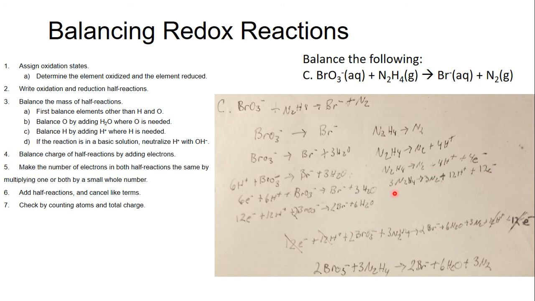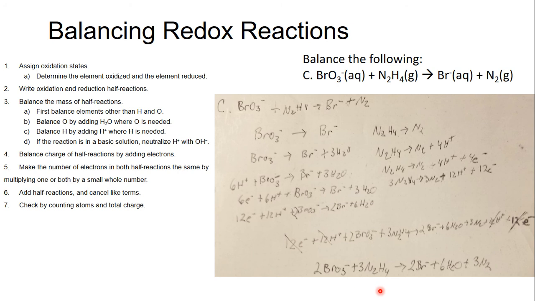Once the number of electrons are the same, you can recombine this equation. Anything on the left side of the arrow must remain on the left side. Anything on the right side of the arrow must remain on the right side. And then you can cancel terms. So I have 12 electrons as a reactant and 12 electrons as a product. If they both end as a reactant and a product, I cancel them out. Same thing with these hydrogens.